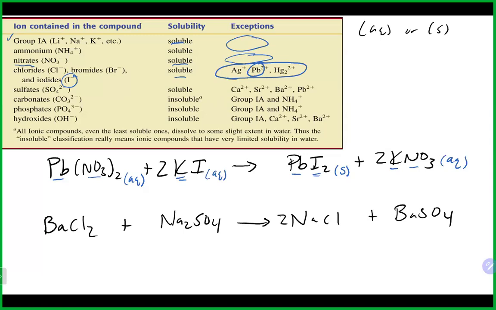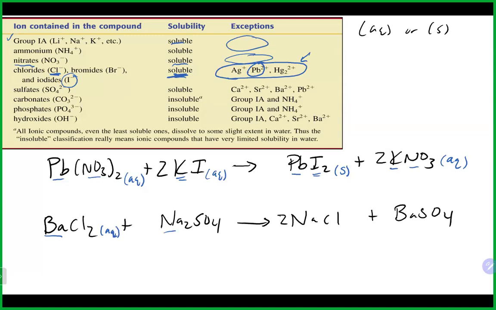Coming next, I see barium chloride. I see chloride is soluble in everything except for these three. And in this case, barium is not one of those three. So that means it is going to be soluble and aqueous here in a solution.